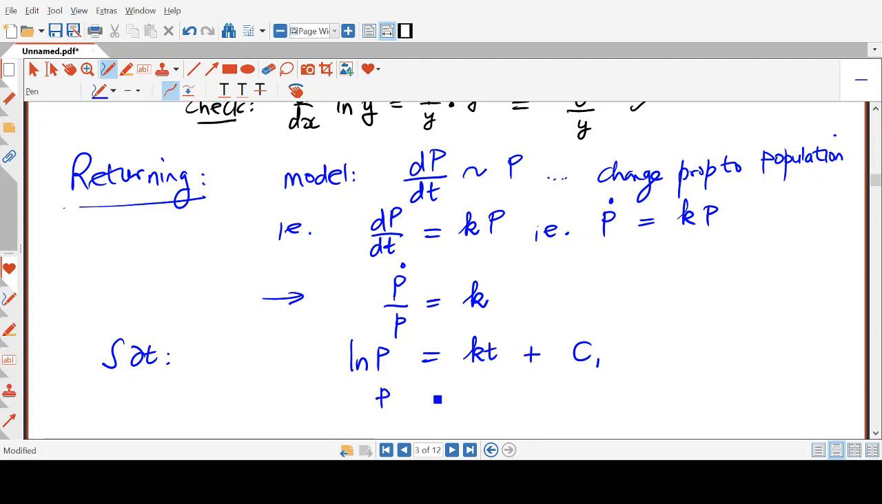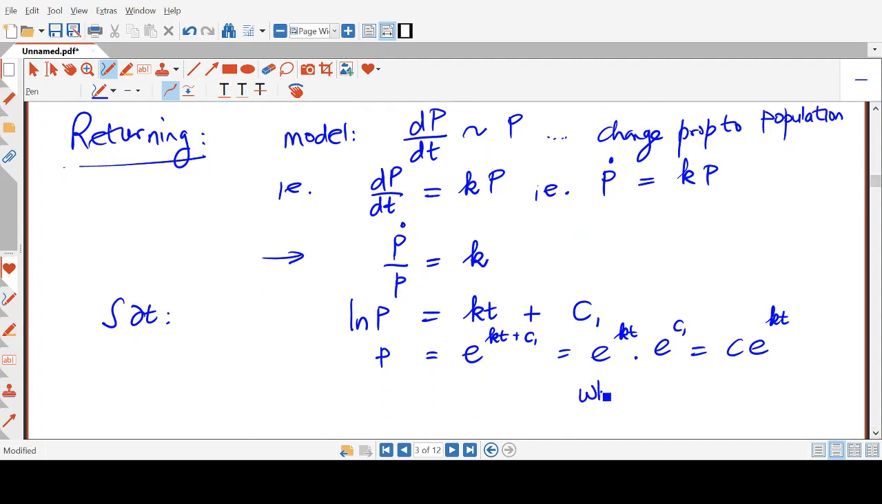So if I want to write P, eliminate the ln, it will be e to the kt plus c1. Or I can say e to the kt times e to the c1. Or I can just say c e to the kt, where c is e to the c1. I can just redefine this e to the c1, I can rename it c. So the solution of the problem is c e to the kt. Therefore, the population varies as some constant times e to the kt.